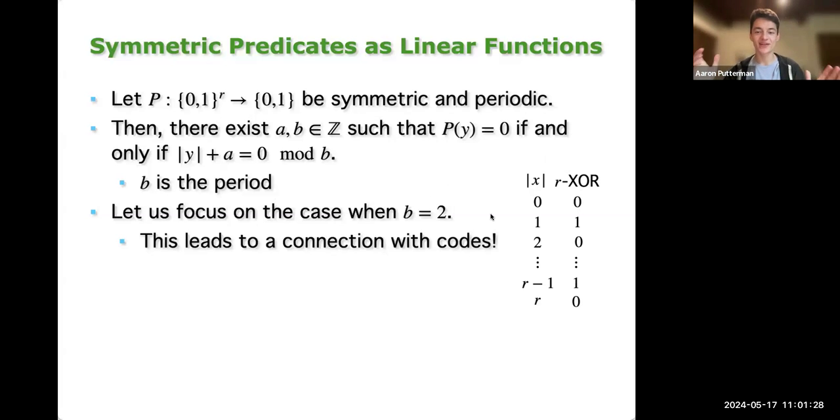It turns out that when we look at this R XOR function, it actually has a very nice canonical representation with linear error correcting codes. And I'll define these on the next slide, and then explain why this relationship is a nice thing to work with.